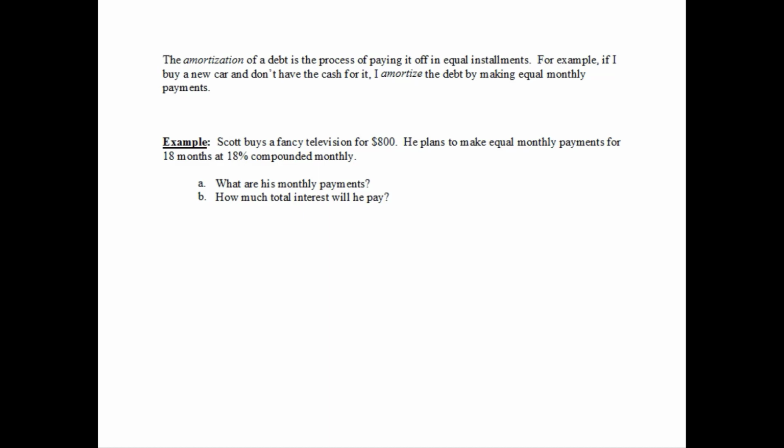So here, let's suppose that Scott decides to buy a fancy flat screen television for $800. He plans to make equal monthly payments for 18 months at 18% compounded monthly. We want to find out what his monthly payments are and also how much interest he will pay. We know that my m is 12 and my r is 0.18, and therefore my i, r over m, will be 0.18 divided by 12.